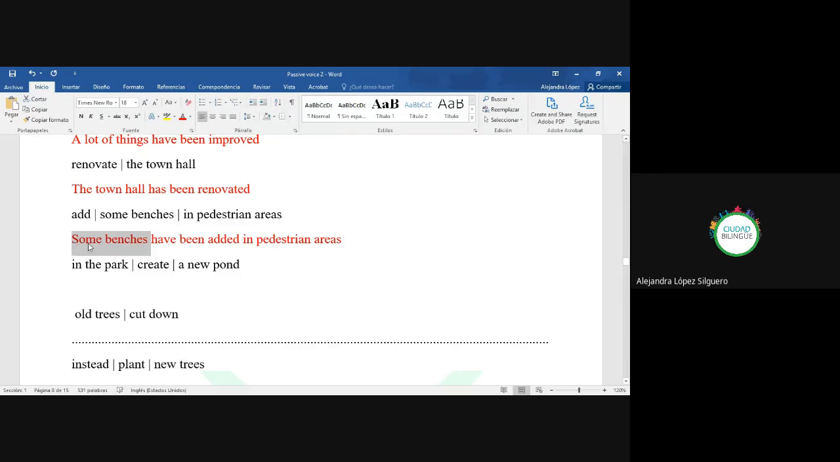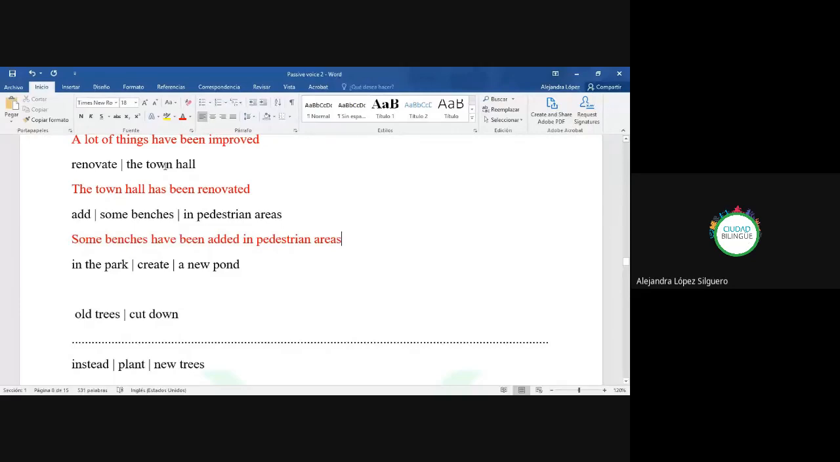Primero siempre va el sujeto y en este caso have been added, right? Le estaríamos atribuyendo esta acción es al complemento del lugar, ¿sí? Y la acción la tiene que hacer o la tiene que recibir es el objeto, que en este caso son las bancas. Entonces son benches, debe ir de primero. Ok, teacher. Son benches y es como el sujeto, acción, complemento, ¿sí?